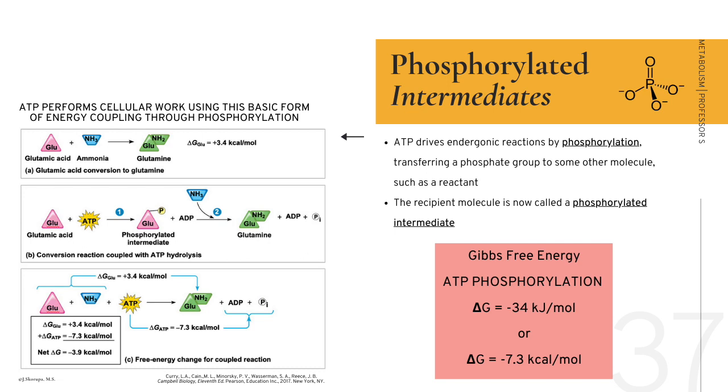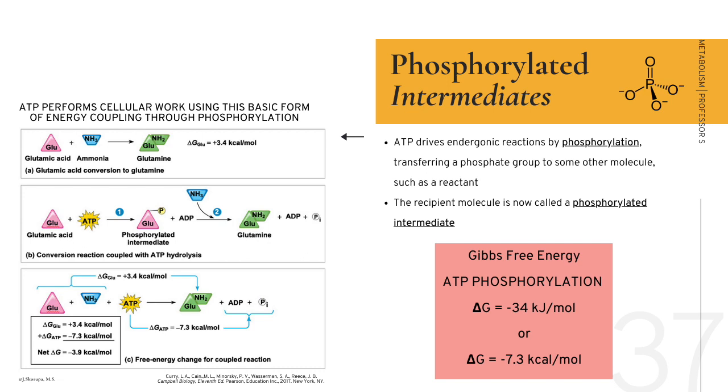Panel B shows the conversion reaction when we couple the glutamine reaction to ATP hydrolysis. Notice the phosphorylated intermediate: that pink triangle, which is glutamic acid, has a yellow phosphate group attached to it. So that is the phosphorylated intermediate. This activates the molecule and allows for the conversion to the amino acid glutamine. ADP and Pi are released as products here.